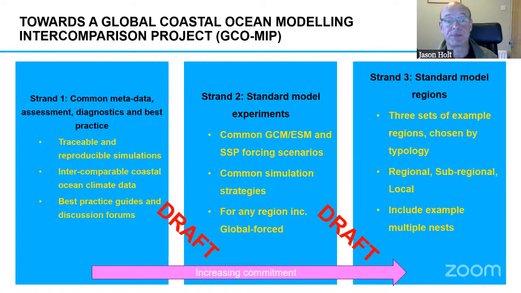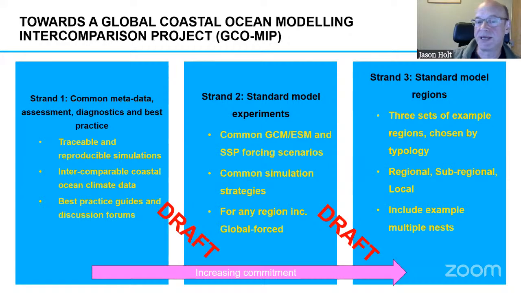Within the FLAME project, we're looking towards developing a global coastal ocean model intercomparison project. So something might be called GCO-MIP. To make this as accessible as possible, we're proposing having 3 strands of activity. The first strand is comparatively straightforward, but even in itself will be a big step forward, and that is introducing common metadata, assessment, diagnostics, and best practice approaches that would be shared around a community of modelers.